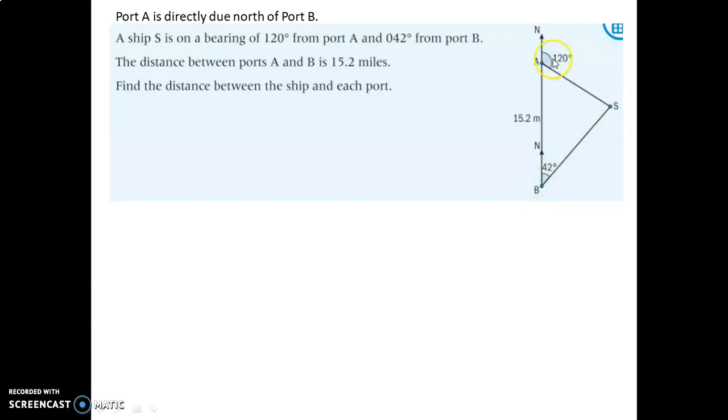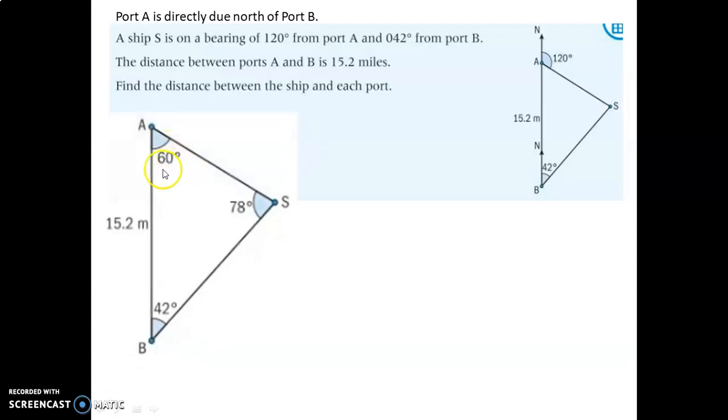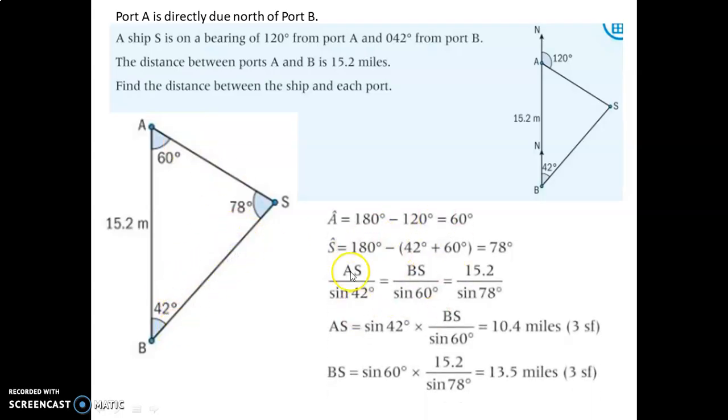In this triangle, we know 120 out here, therefore inside must be 60. Because this makes 180. We know this angle, so now we have enough information. The question was, how far is it from each port? So we need AS and we need SB, and we can find them like this. Okay, so we set up sine rule a few times. We do sine rule to find this one, we do sine rule to find this one, and doing the separate sine rules, you can find the answers here. Check the work carefully there. This one was a little bit different.